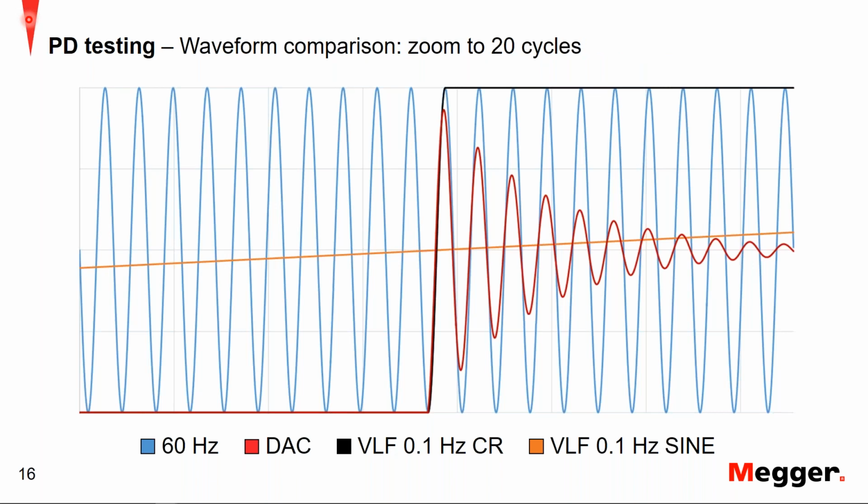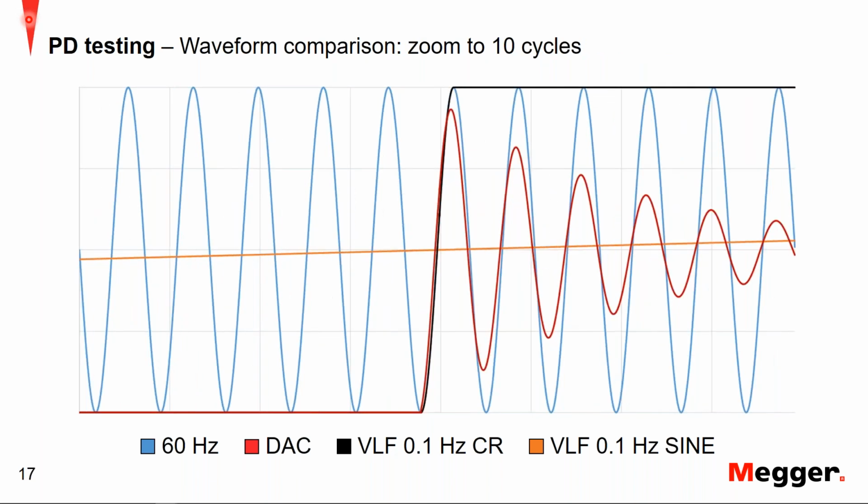So 20 cycles, and then if we zoom into 10 cycles, we can look at the individual waveforms. We can see our 60 hertz in blue, and we can see our damped AC in red. With our damped AC, it charges, you close your relay, and depending on the capacitance and inductance, you get this resonant frequency that's very comparable to power frequency. And again, you can see as it goes on that it's decaying over time.